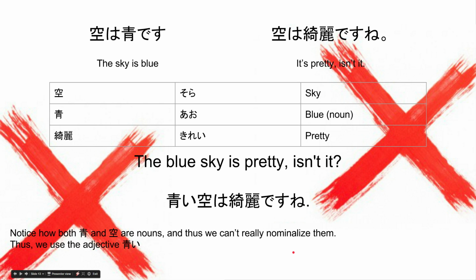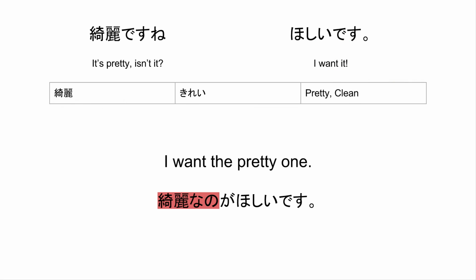All right, great. So, aoi sora wa kirei desu ne. The blue sky is pretty, isn't it? Oh, yes, it is. Kirei desu ne. Hoshii desu. Alright, so kirei desu ne is it's pretty, isn't it? Hoshii desu. I want it! Kirei, pretty. I want the pretty one. Kirei na no ga hoshii desu. I want the pretty one.